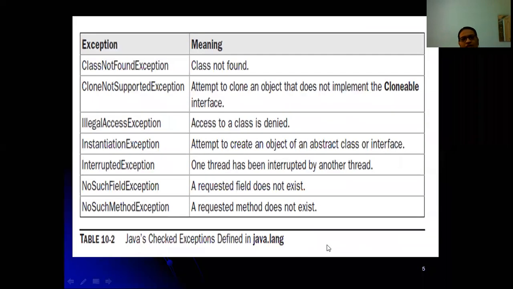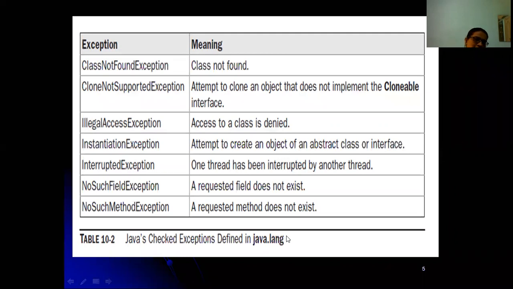And these are the checked exceptions, I mean the exceptions which occur at compile time. We will get to know at compile time itself what actually the exception is. So class not found exception, illegal access exception. These are the different exceptions we have here, and the same is in java.lang.